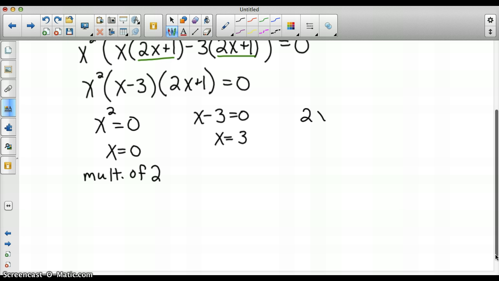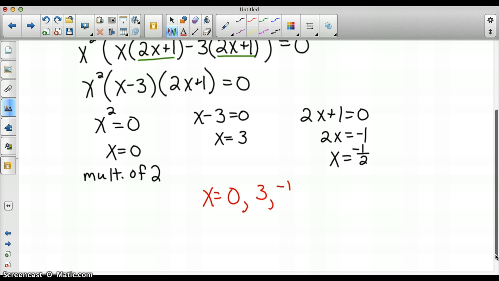Then we also have 2x plus 1 equals 0. When I subtract 1, we get 2x equals negative 1. And then we divide by 2. So x equals negative 1/2. So remember that we had a degree of 4, so we had to have 4 zeros. And our 4 zeros are x equals 0 with a multiplicity of 2, x equals 3, and x equals negative 1/2. If you don't understand, make sure that you scroll back, rewind, and redo.